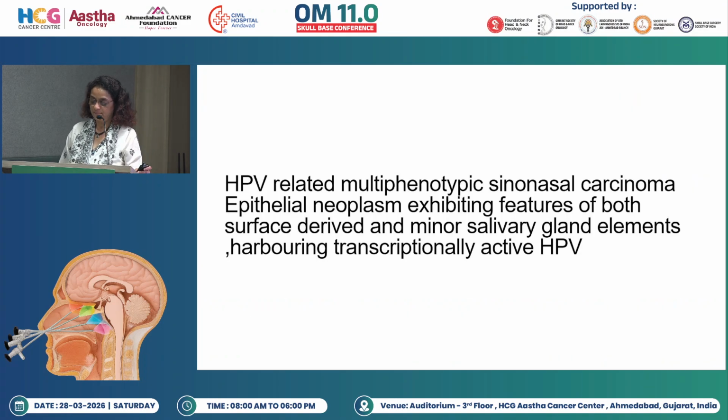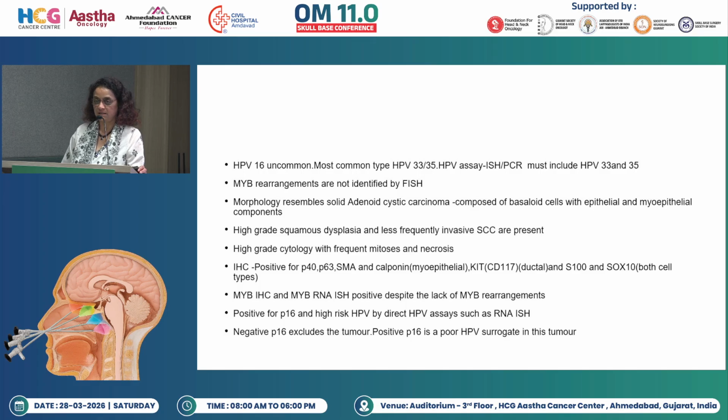HPV-related multiphenotypic sinonasal carcinoma. This is an epithelial neoplasm which exhibits features of both surface-derived and minor salivary gland elements and harbors transcriptionally active HPV. What I mean by that is, this has surface squamous dysplasia as well as a look of adenoid cystic carcinoma because it has a solid cribriform pattern and is made of epithelial and myoepithelial elements. Then MYB rearrangements are not there, but it can be positive for MYB by IHC and RNA. One has to remember that.